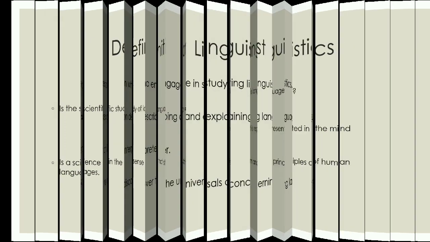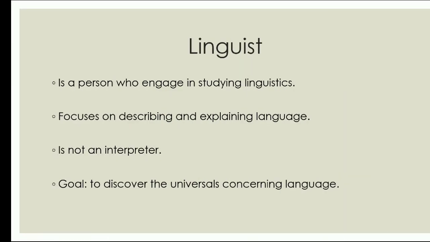When we talk about linguistics, we have to talk about linguists too. A linguist is a person who engages in studying linguistics. They focus on describing and explaining language. A linguist is not an interpreter. They are not required to know many languages. The goal of linguists is to discover the universals concerning language.